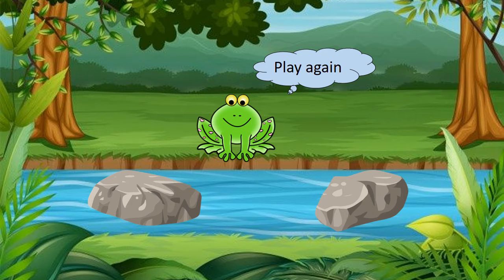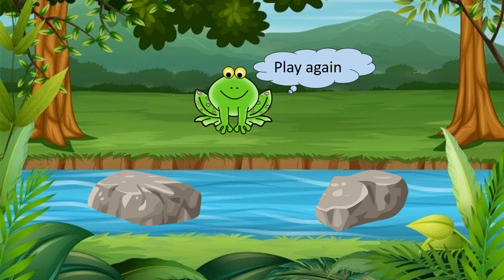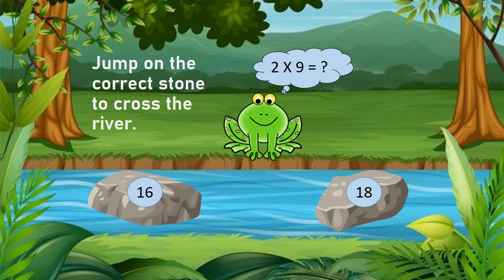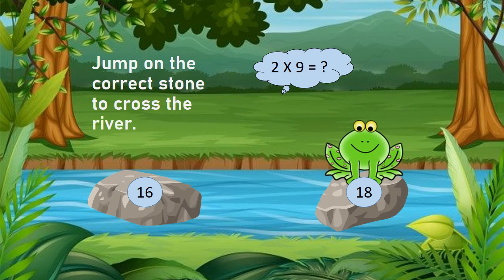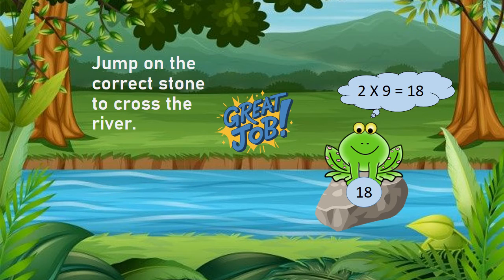Do you want to play again? Yes. What is 2 multiplied by 9? The frog jumps on 18. Yes, correct. Great job. 2 multiplied by 9 is 18.